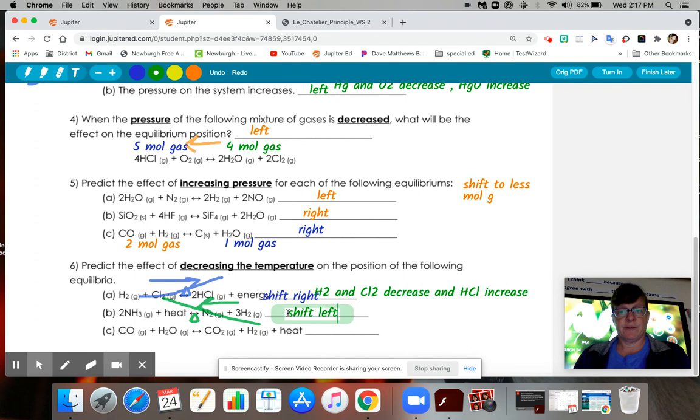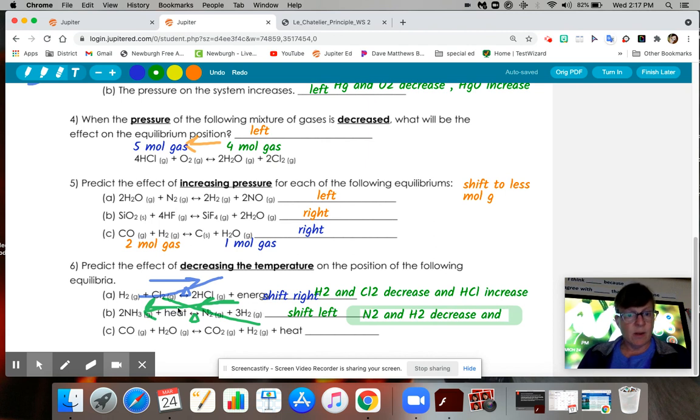Shift left. Okay. Now that we know we're shifting left, everything on this side, again, let's draw a nice big arrow. Maybe that'll help make things clearer for you guys. It's going to shift all the way to the left, right? So where you're coming from decreases. So find out where that starts. N2 and H2 will decrease. And where you're going, the NH3 will increase.